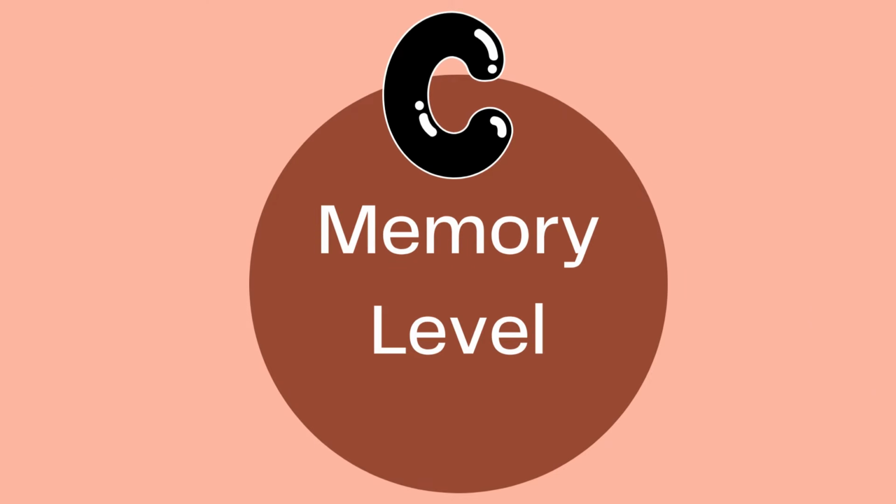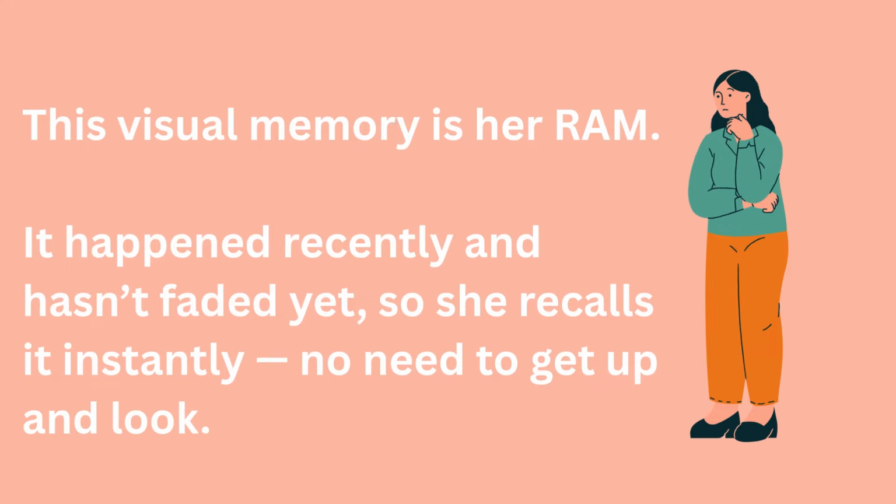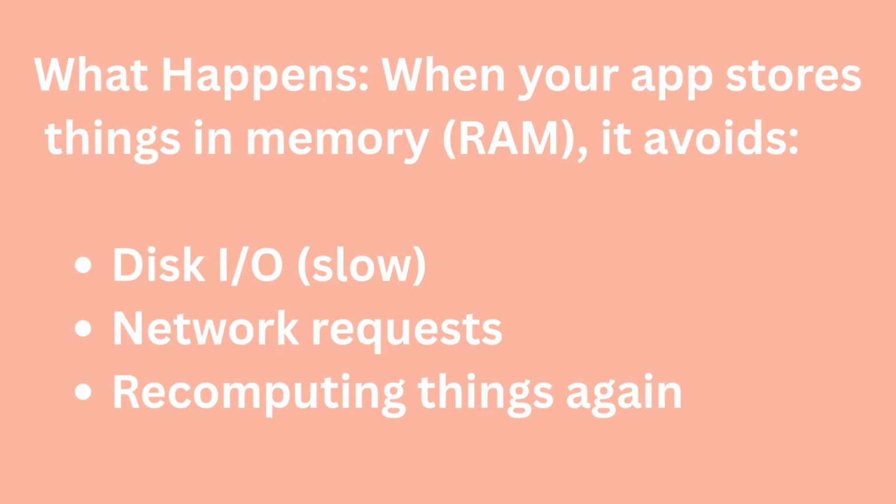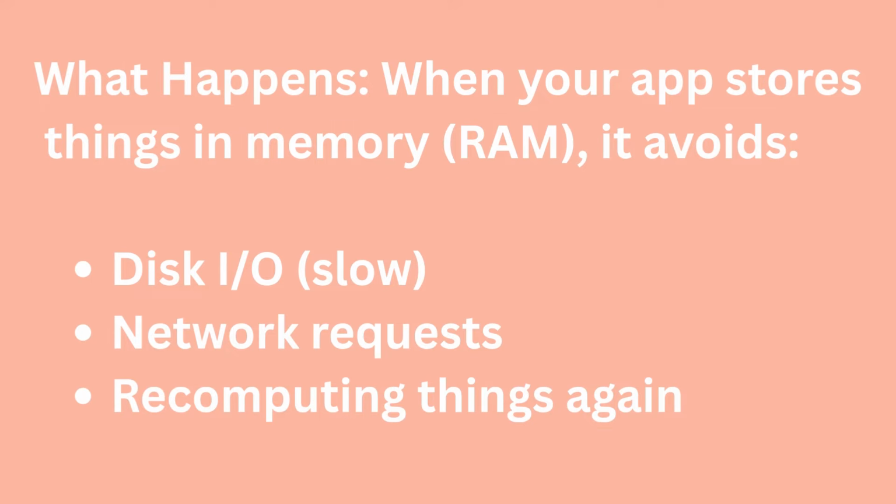Layer 3. Operating system and RAM level. She replied the moment clearly. "I saw him change clothes in the living room. Blue t-shirt went under the pillow." This visual memory in her RAM happened recently and hasn't faded yet. So she recalls it instantly. No need to get up and look. What happens when your app stores things in the memory, RAM? It avoids disk input-output, network requests, or recomputing things again.